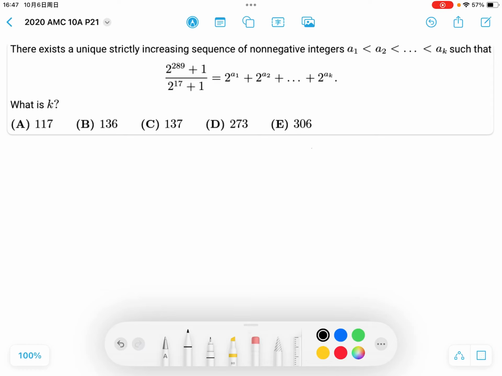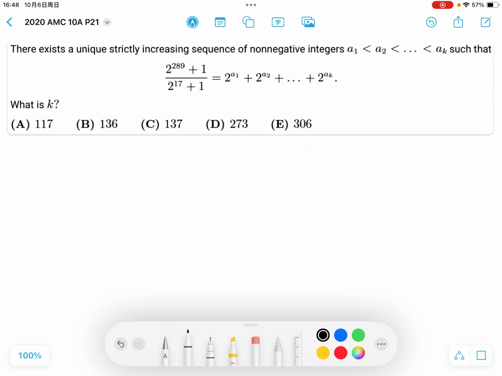This is 2020 AMC 10A Problem 21. There exists a unique, strictly increasing sequence of non-negative integers a1, a2, all the way to ak, such that (2^289 + 1)/(2^17 + 1) equals 2^a1 + 2^a2 + all the way to 2^ak. Now, what is k?